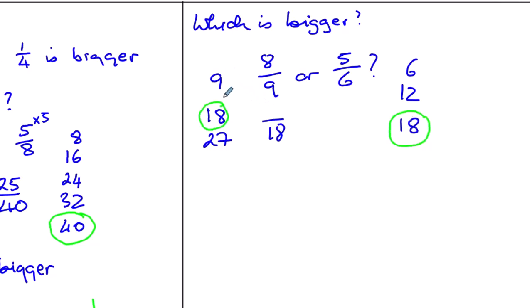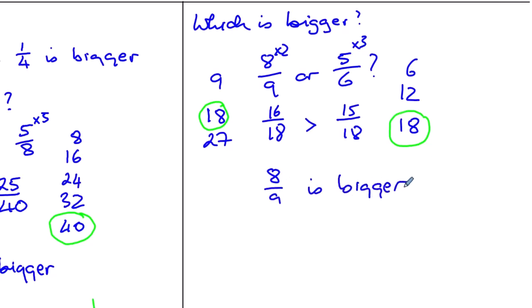To get from 9 to 18, we've multiplied by 2. So 2 times 8 is 16. To get from 6 to 18, we've multiplied by 3. So 5 3s are 15. 16 is bigger than 15, so 8/9 is bigger.